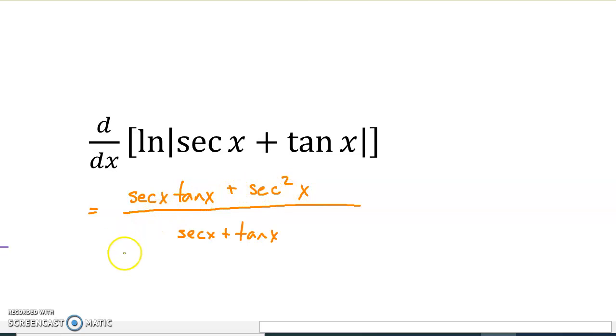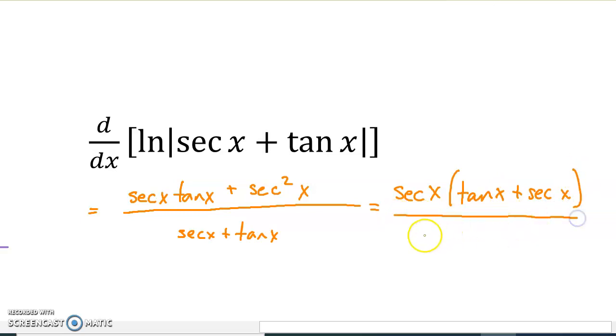All right, well, why is that so great? Well, it turns out if we try to do a little bit of simplifying, notice that there's a factor of secant of x in the numerator that can get factored out. We're left with tangent of x plus secant of x as the other factor in the numerator. And you might notice that matches the denominator. So that's pretty good because that means that we can reduce to get a much more pleasing simple answer of the secant of x.